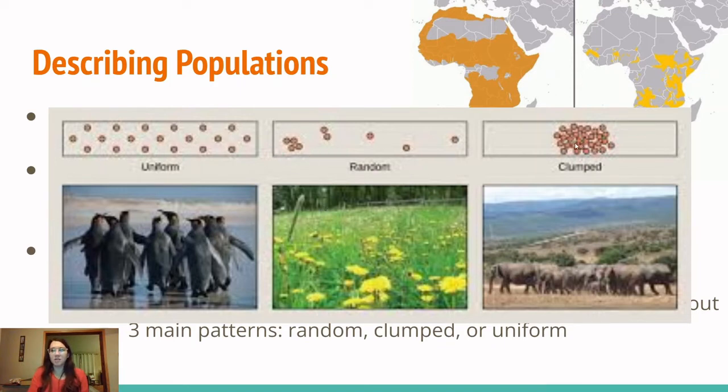Clumped is a big clump. So if I have my herd of elephants here, but I have no other elephants within miles, that's a very clumped population distribution. Uniform, okay, if I have a bunch of penguins and they're all spread out evenly, like there's almost a pattern, or there's the same amount of space between them all, that is a uniform population distribution.